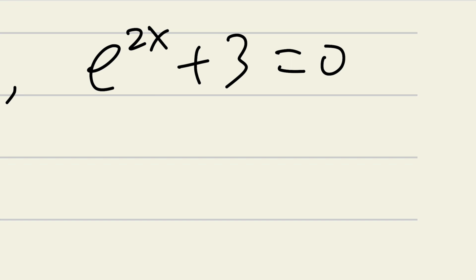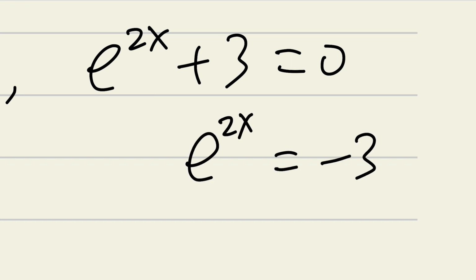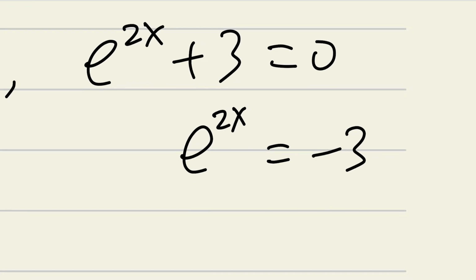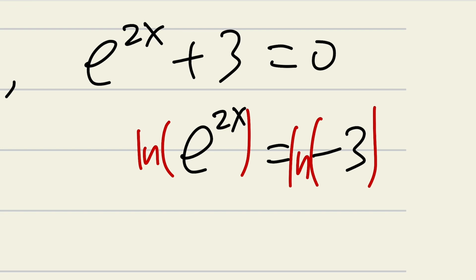Now for the second part, e^(2x) + 3 = 0. If you subtract 3 on both sides, then we are looking at e^(2x) = -3. Can we continue? The answer is no. This is not possible. It has no real solutions. If you take the natural log on both sides, then you'll realize the natural log of negative 3 is not going to work with real numbers. However, it does work with complex numbers.